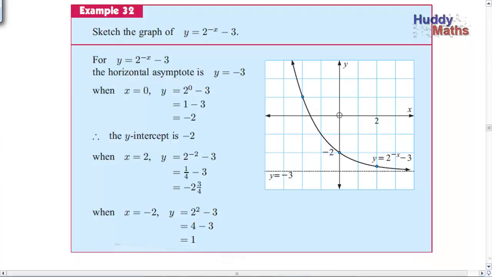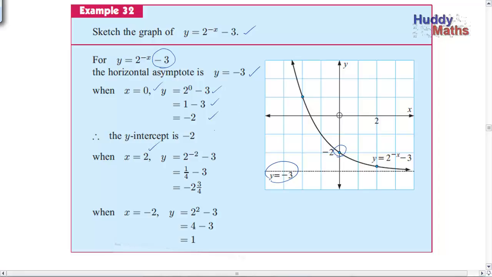Here's an example again from Hayes and Harris. Sketch the graph of y equals 2 to the neg x, take 3. First of all, we see this has been moved down 3, so that's the new asymptote. Substitute x is 0, so it's 2 to the 0, take 3. 1 take 3 is -2. So let's put that on there. -2, asymptote down at -3.